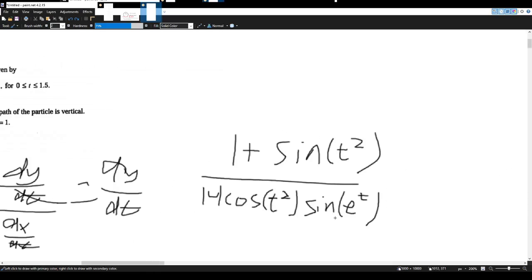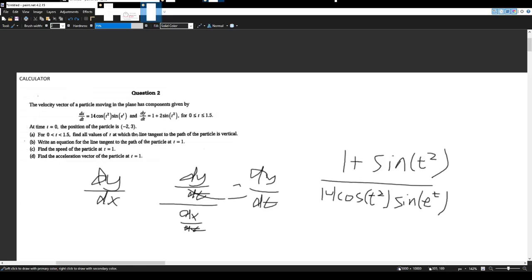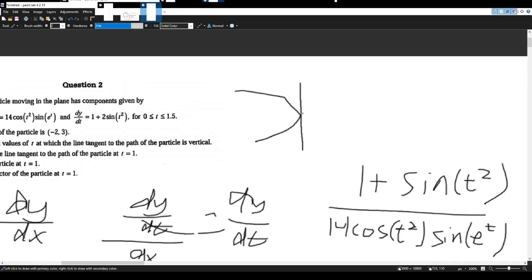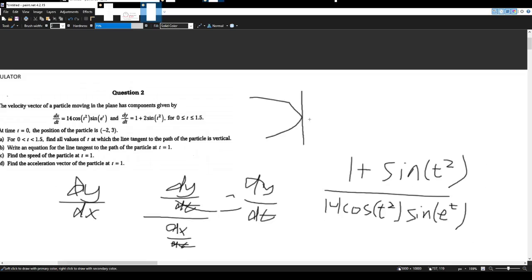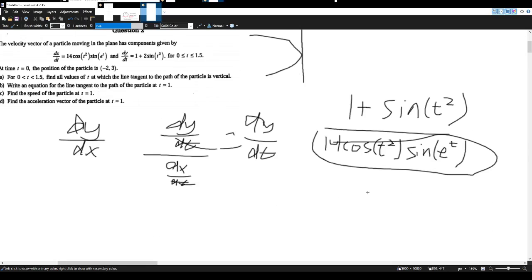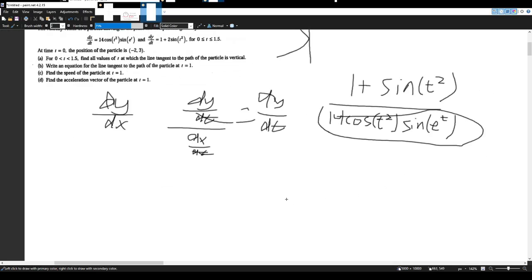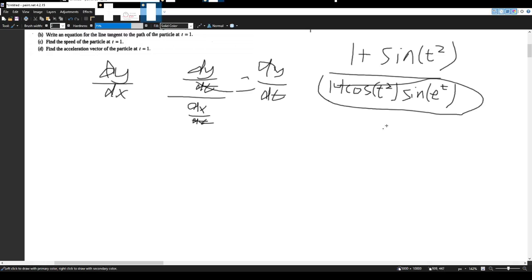Anyways, we want the line tangent to the path to be vertical. For a vertical tangent, the slope has to be undefined at that point, because it has to be something over 0, basically. So we want the denominator to equal 0. This is already factored, so if either cosine t squared is 0 or sine e to the t is 0, either one is going to make the whole thing 0.